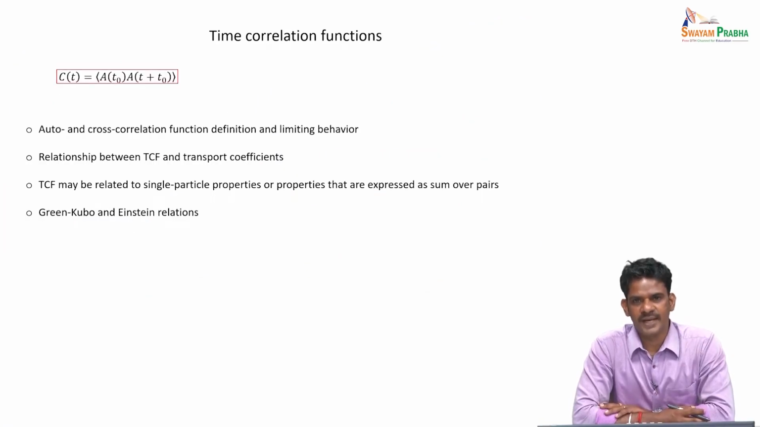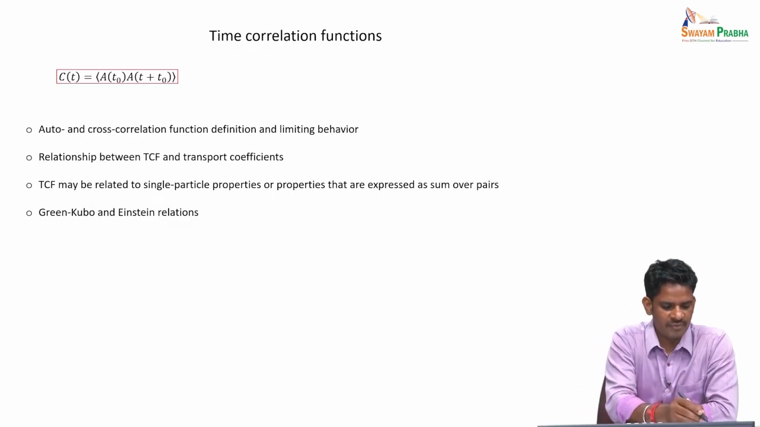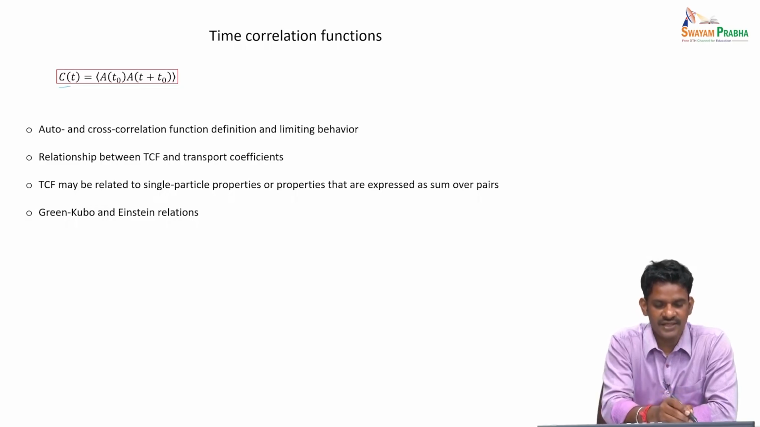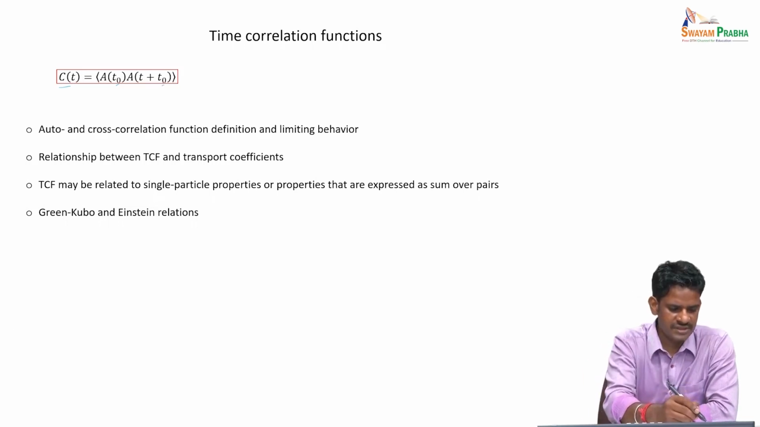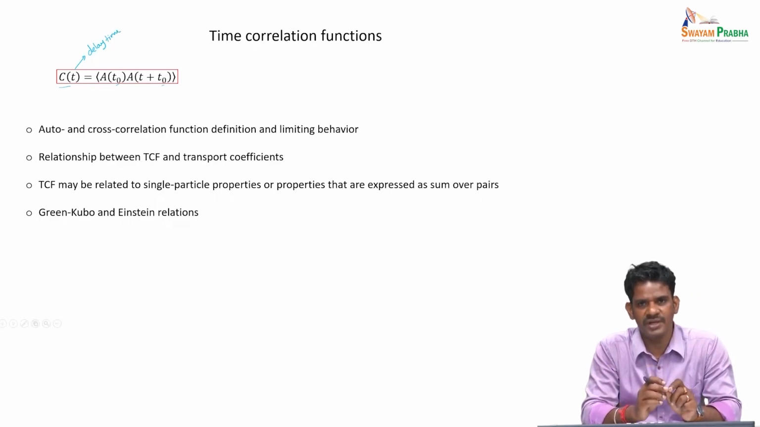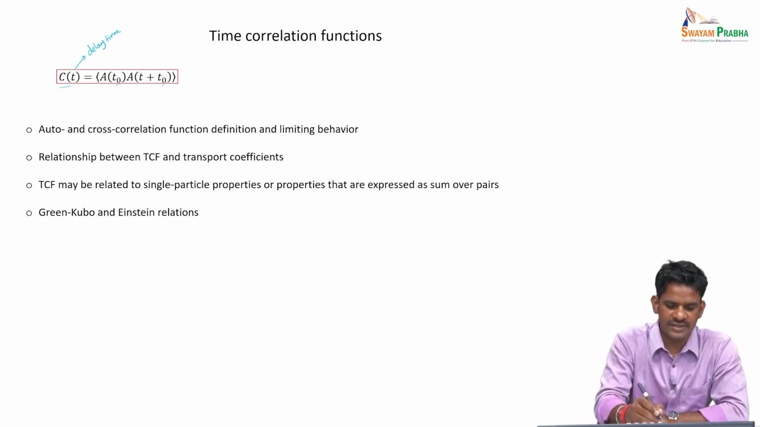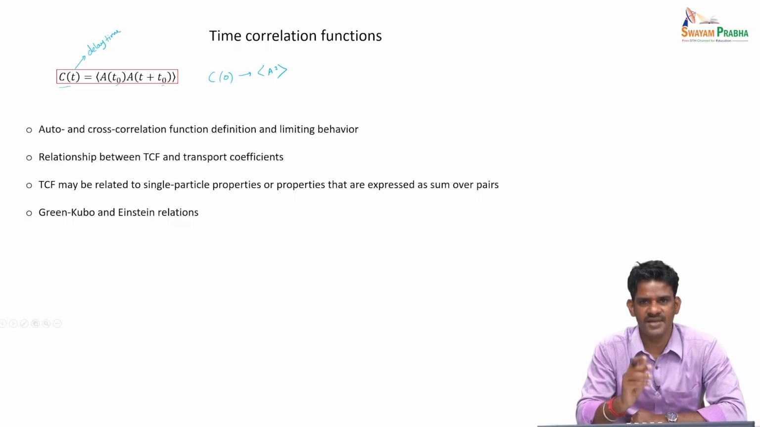The next function we would like to calculate is the time correlation function, and you might recall that the time correlation function is defined as a time average or ensemble average of some property A at some time t naught, multiplied with the same property at another time point, t plus t naught. So this t here is called the delay time. That is, we are looking at the same property separated by some delay time. So if you look at C of 0, it simply becomes A squared, which means you are looking at the same variable at the same time.